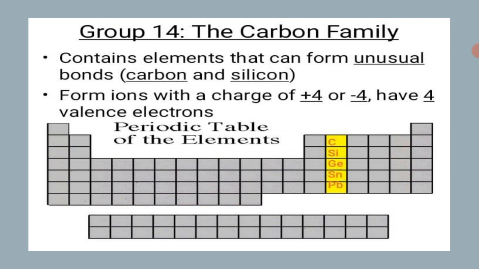Then we come to group 14 elements. They are called the carbon family. It contains elements that form unusual bonds, like carbon and silicon. It forms ions with a charge of +4 or -4 and has 4 valence electrons.